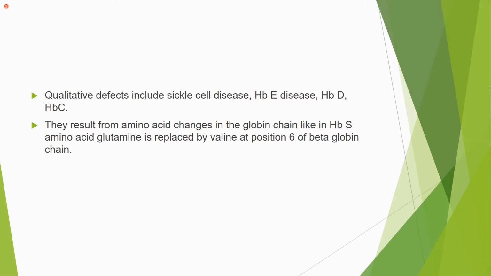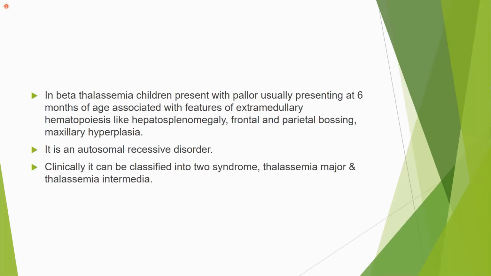In alpha and beta thalassemia, the alpha or beta chains are missing, whole chains are missing, so they are the quantitative defects. Now in beta thalassemia, children usually present at 6 months of age, associated with features of extramedullary hematopoiesis like hepatosplenomegaly, frontal and parietal bossing, and maxillary hyperplasia. It is an autosomal recessive disorder, and clinically it can be classified into two syndromes: thalassemia major and thalassemia intermedia.